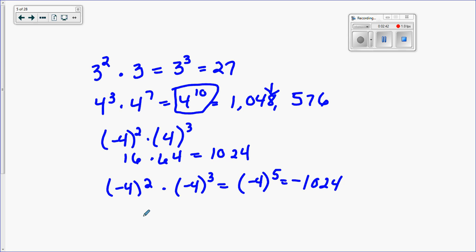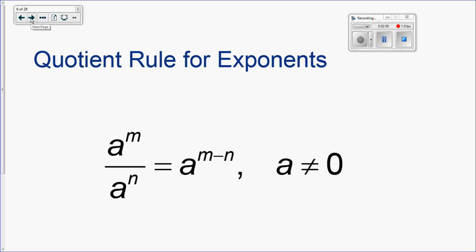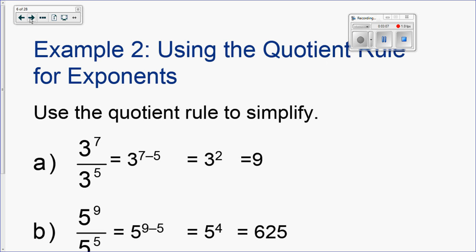Okay, so general rule, if I was just using x to the third times x to the seventh is going to give me x to the 10th. I'm going to add the exponents. The quotient rule is when you're going to divide, you're going to subtract the exponents. And of course, a can't be equal to 0 because you can't divide by 0. So that can't be the base.